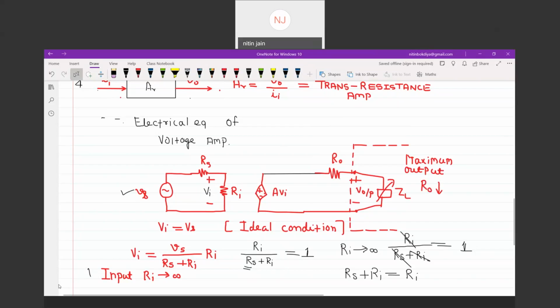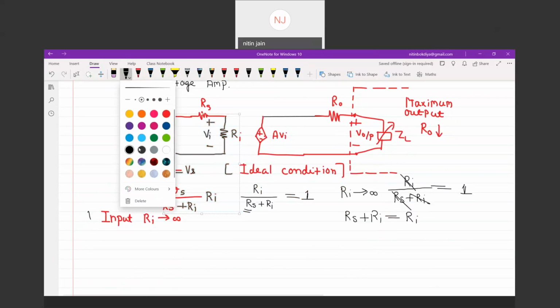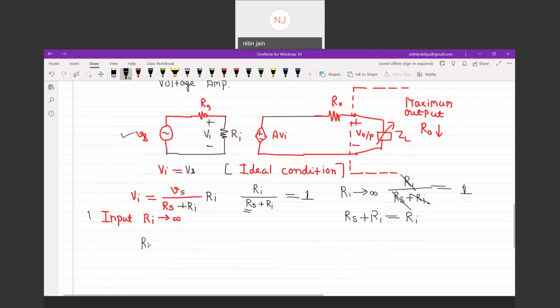So what is the criteria for a good voltage amplifier? The criteria for a good voltage amplifier is that RI must be high and RO must be low. This is the ideal condition. That's why a very good voltage amplifier, the op-amp based differential op-amp, has input resistance high and output resistance 0.